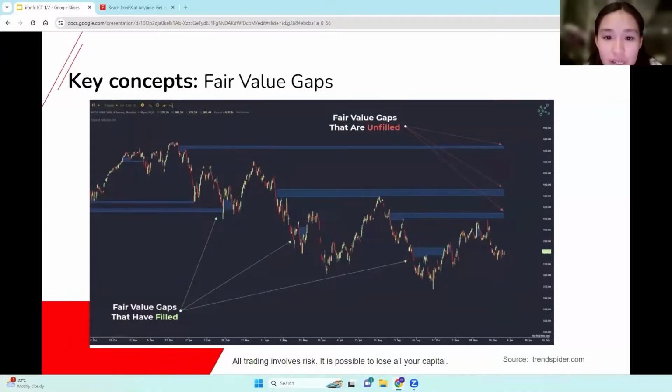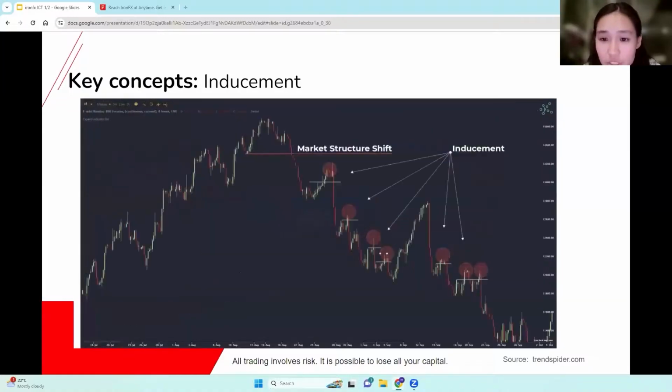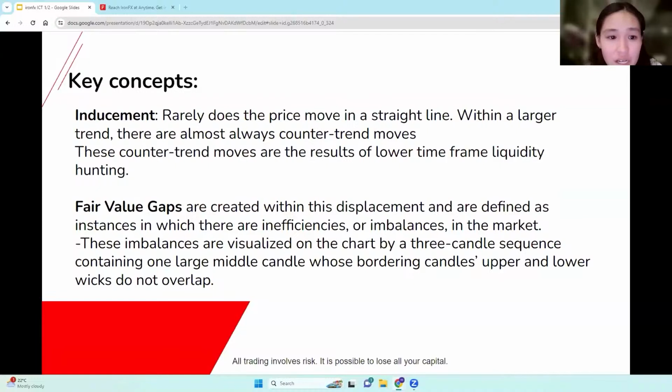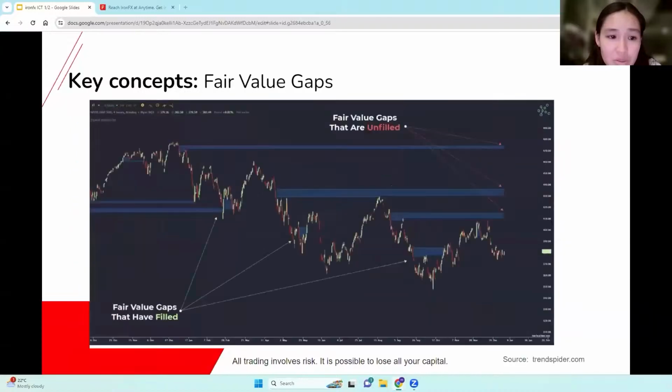Okay, so maybe to start off, you can look for what we've mentioned in the previous slide, which is the three candle sequence containing one large middle candle whose bordering candles' upper and lower wicks do not overlap. So you can look for some of those examples in over here.